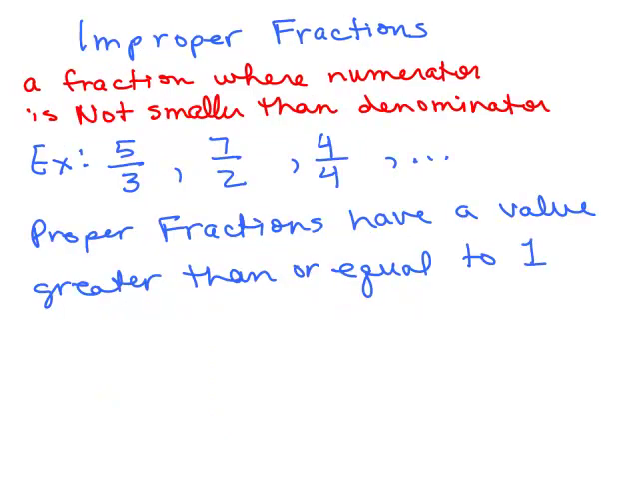All right, what's an improper fraction? It's just the opposite. It's a fraction where the numerator is not smaller than the denominator. So that means either the numerator is bigger or it can be the same. So here are some examples of improper fractions: 5/3, 7/2, 4/4. Notice that the numerator and denominator can be exactly the same number. Improper fractions have a value greater than or equal to 1.